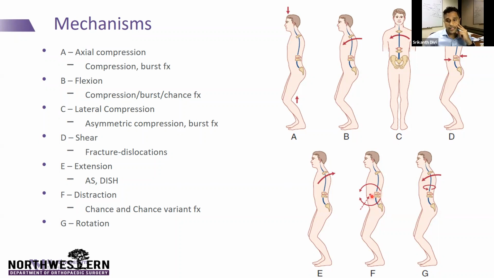If it's a transosseous fracture, that's your bony Chance fracture. Otherwise, you have your osteoligamentous Chance fracture. Then you can also have rotational injuries.